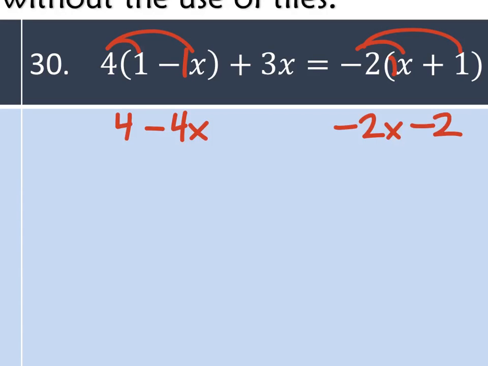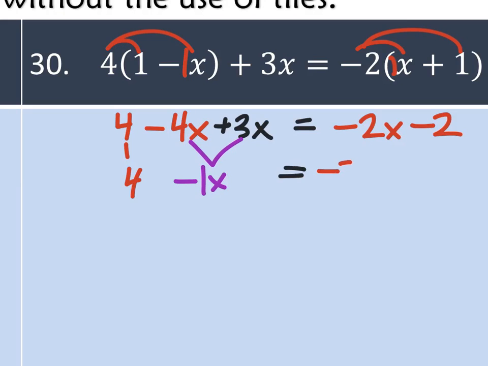So the new equation after distribution, 4 minus 4x plus 3x equals negative 2x minus 2. Well, now that we've done distribution, always look to see if there's any like terms to combine to simplify the equation. And yeah, I got these two x terms right here, negative 4x plus 3x. That's negative 1x. So now I got 4 minus 1x equals negative 2x minus 2.